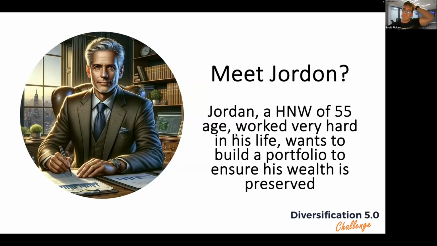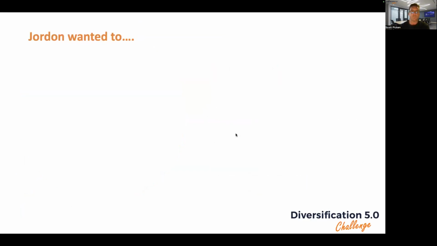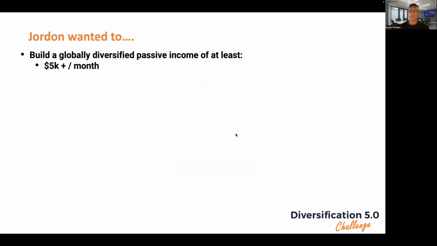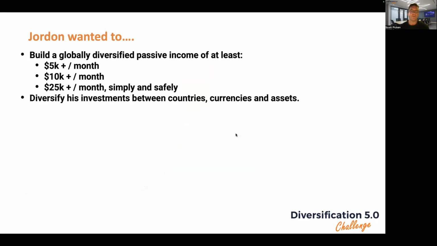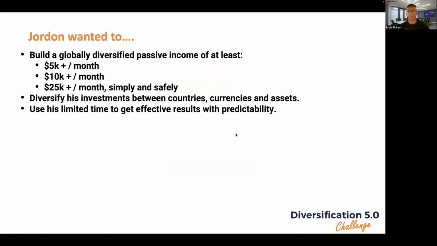So, why was the mastermind built? Well, it was built for people like Jordan. Jordan's a high net worth, 55-year-old, worked very hard in his life. He wants to build a portfolio to ensure his wealth is preserved. What does he want? Globally diversified passive income of at least $5,000 a month, $10,000 a month, $25,000 a month, simply and safely. He wants to diversify his investments across countries, currencies, and assets. He wants to use his limited time to get effective results.